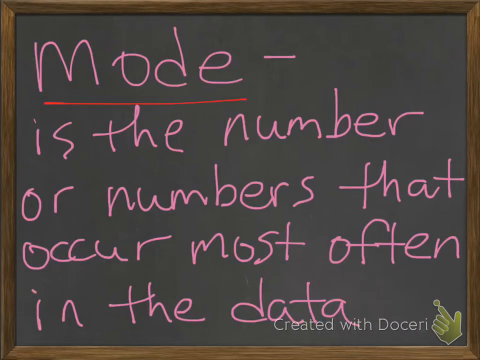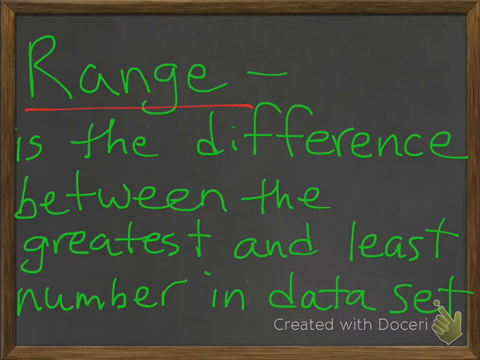Then we have mode. Mode is the number or numbers that occur most often in the data. Mode, most, they go very well together. It's the number or numbers that occur most often in the data set. Then we have range. That is the difference between the greatest and least number in a data set. And your clue right there is difference, so you know you're going to subtract.